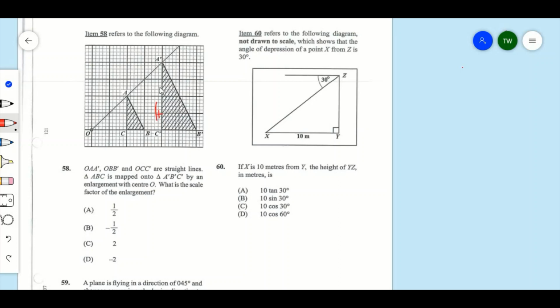Because we have 1, 2, 3, 4. Now the object length is going to be 1, 2. So object length is going to be 2. So therefore, the scale factor, which I'm going to use SF for, is going to equal the absolute value of the length of A prime C prime, which is 4, divided by AC, which is 2. And 4 divided by 2 is just going to equal 2. So therefore, the scale factor is 2. And our answer is going to be C.